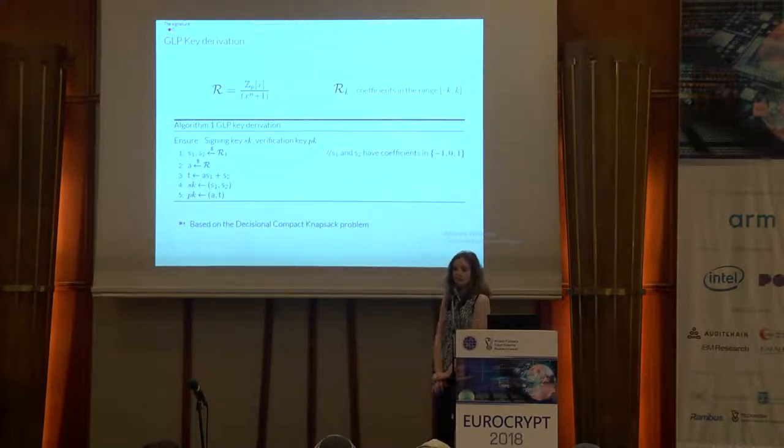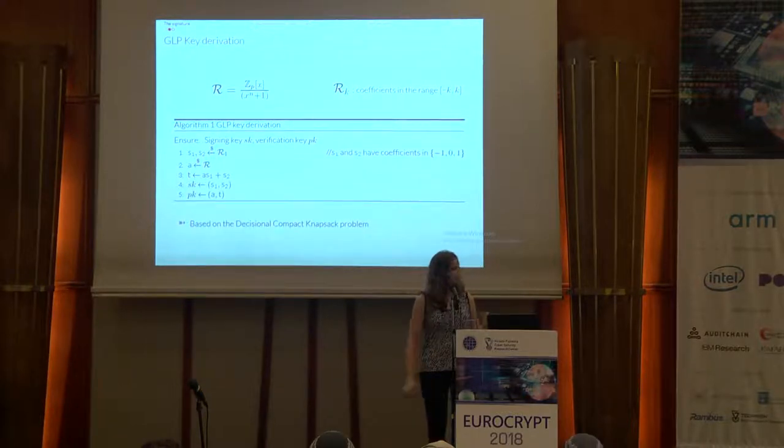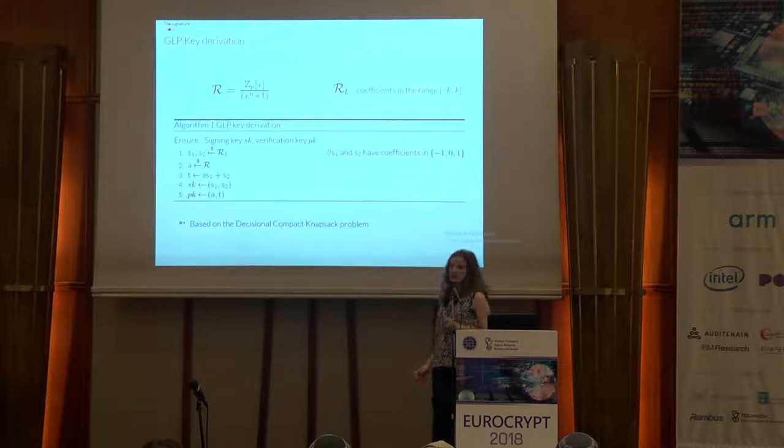So now I'll present briefly how GLP works. Here is the key derivation. It uses the ring Zp[x] modulo x^n + 1. And there is also another ring, R_k, which is the ring R with the coefficients in [-k, k], so it's R with elements with small coefficients.